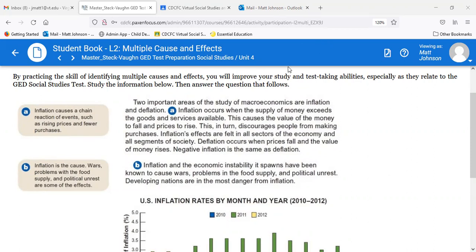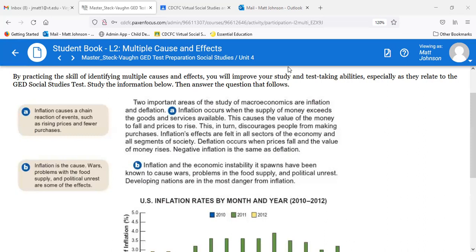So that's kind of what we're experiencing right now, right? Your dollar doesn't go as far when it's buying goods and services. This in turn discourages people from making purchases, right? Things are expensive. Inflation's effects are felt in all sectors of the economy and all segments of society. Deflation occurs when prices fall and the value of money rises. Negative inflation is the same as deflation. So you might hear those terms, deflation or negative inflation. That's when the buying power of your dollar rises and the price of goods is falling.